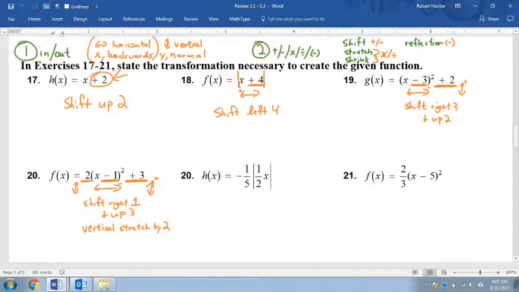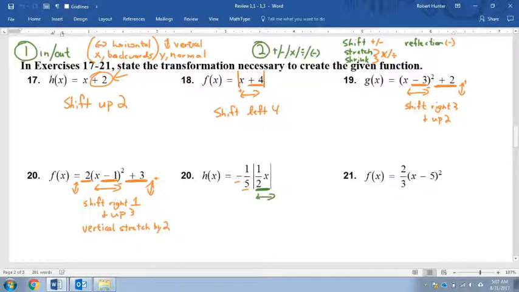Right. And not last but not least, number 20. Number 20 has three things going on, okay? You've got this negative out front, you got the 1/5 out front, you got the 1/2 out front, okay? And remember, with all fractions, the top part multiplies and the bottom part divides, okay? But again, I'm going to start on the inside. That's just how I do it. I just think on the inside first.